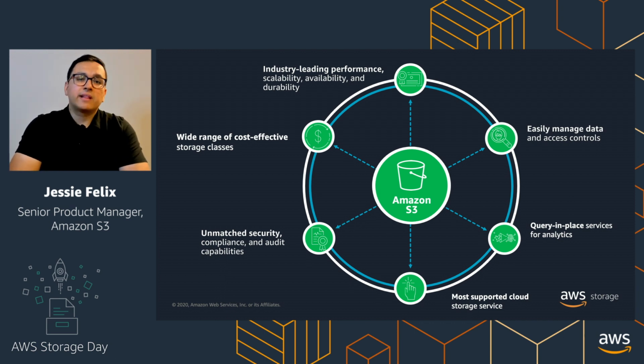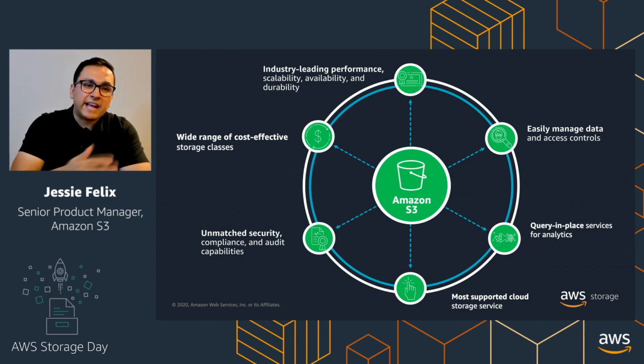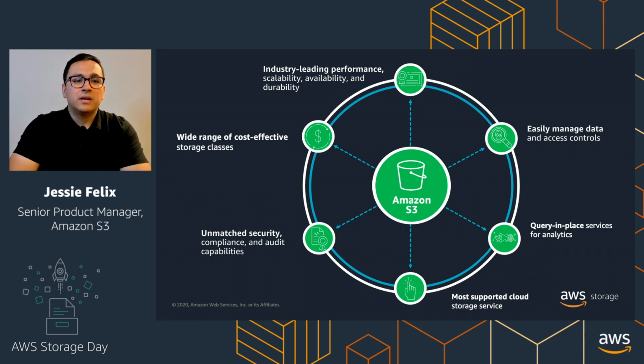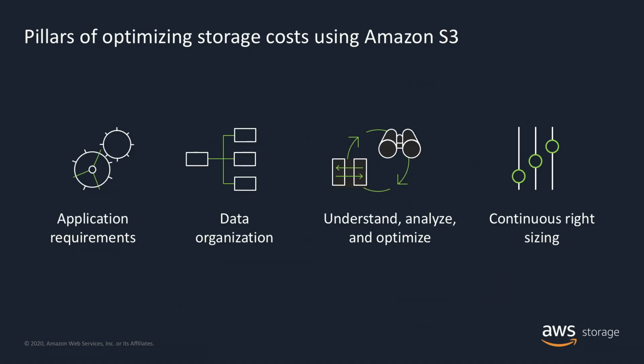S3 is the only cloud storage that lets you manage data at the account, bucket, and object level, make changes across tens of billions of objects with a few clicks, configure granular data access policies, save costs by storing objects across numerous storage classes, and audit all activities across your S3 resources. The focus today is optimizing cost on S3, so let's talk more about that. When we think about optimizing your cost on S3, we like to think about it in terms of 4 pillars.